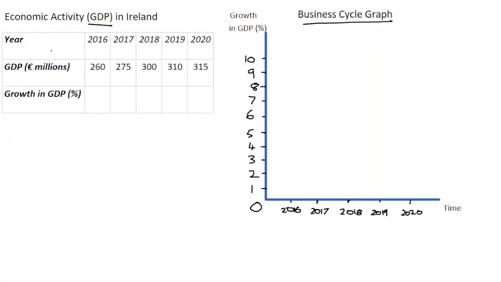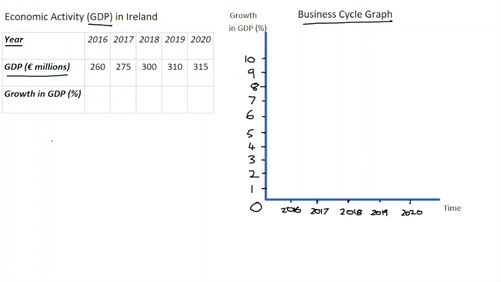Okay, so over in our table on the left hand side, we have the year, and we go from 2016 up to 2020. We have our gross domestic product figure in euro millions. These go from 260 up to 315. And what we have to work out is the growth in GDP in percentage terms.